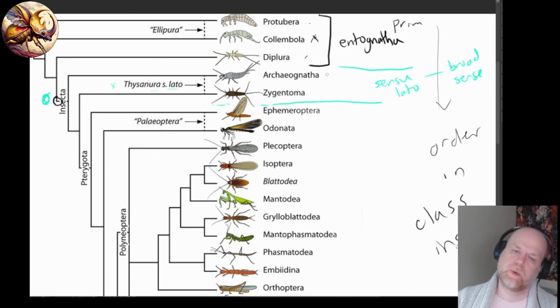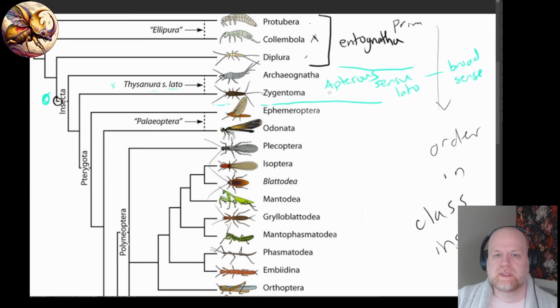So these two orders used to be in the same order called the Thysanura. They have since been divided because it turns out that they're not super closely related. But the archaeognaths and the zygentoma are apterous insects. Apterous is a-pter, so without wings. And these are frequently found in your bathroom, in a storage closet full of cardboard boxes or paper, in your fireplaces. They tend to feed on detritus, specifically cellulose and starch.